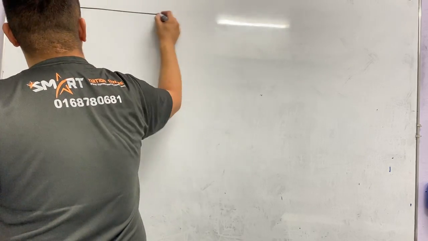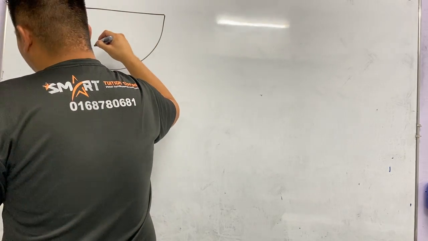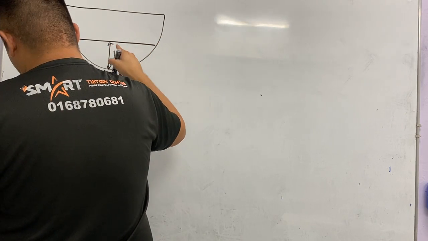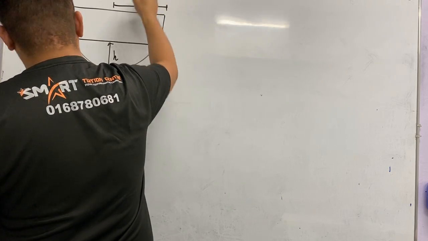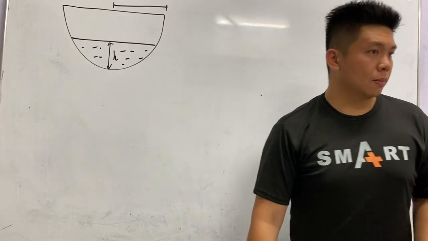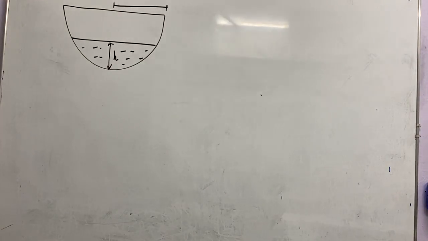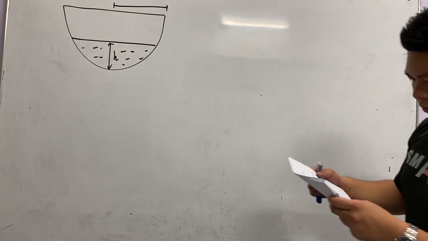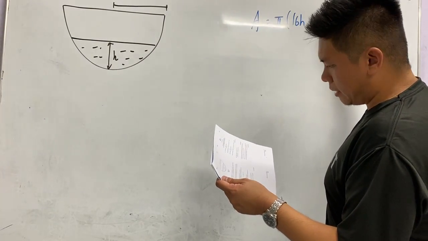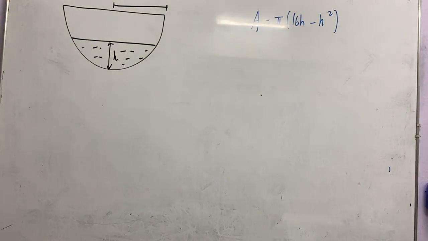Okay, so question number 6. Read through the question first. And then try to visualize. Apa yang you boleh imagine daripada soalan ni, okay? Ini adalah satu mangkok. Ini mangkok, okay? Okay, the first question is asking you to show, right? So show the area of the surface of the water. Okay, area of surface of water is A equals to pi 16H minus H squared. So maksudnya jawapan sudah diberi. Kamu kena dapatkan jawapan tu.